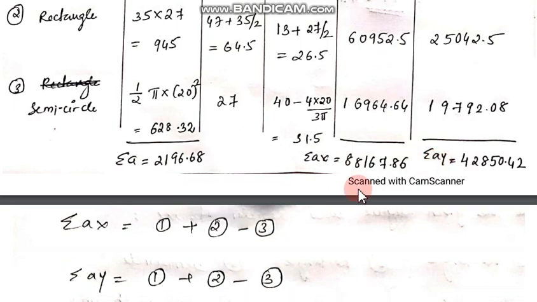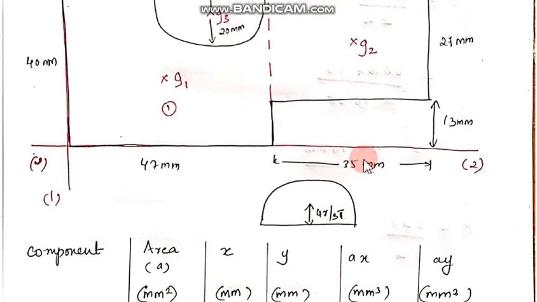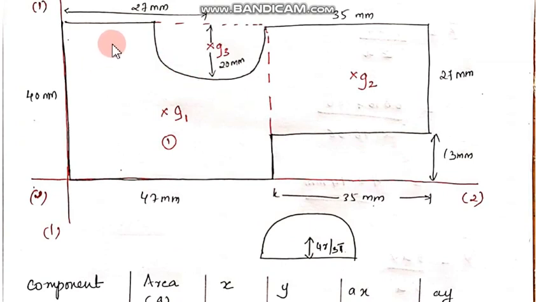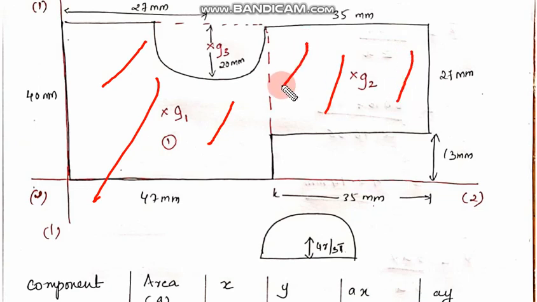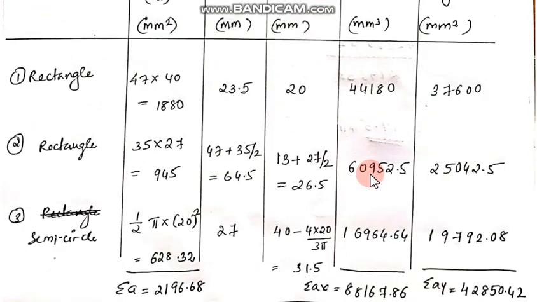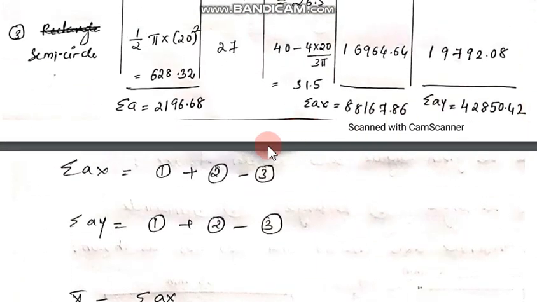the three, it's a cutout section here, right? So instead of adding all the three, we need to find for this particular shaded region, right? This whole shaded region, excluding the semicircle. So in that case, we need to add these two rectangles and subtract the semicircle. So 1 plus 2 minus 3 is the case here. Okay, so as you can see, I have done 1 plus 2 minus 3 and found out sigma a, sigma ax and sigma ay. Just check it.